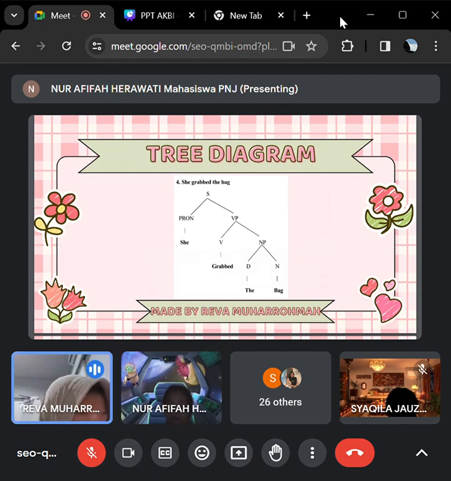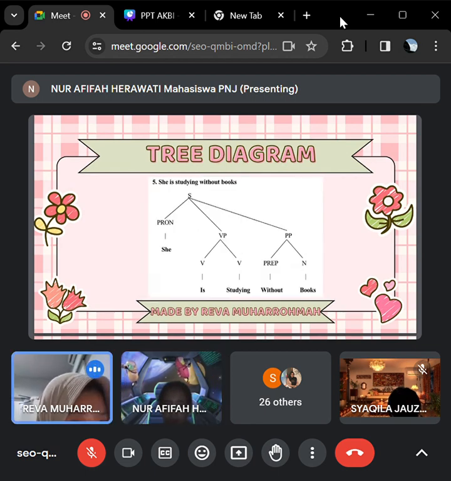For "she grabbed the bag": she is a pronoun. Grab is a verb. The is a determiner. Bag is a noun. The bag is a noun phrase. Grab the bag is a verb phrase.